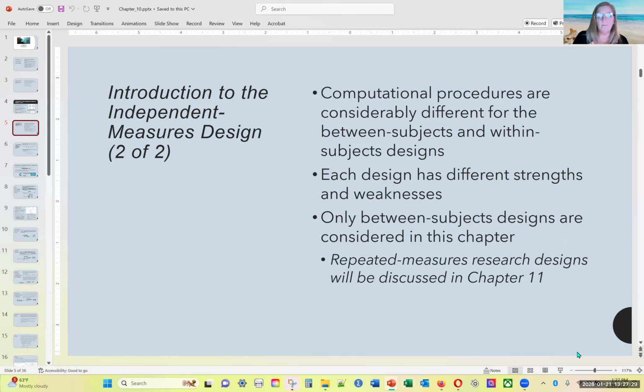All right. The way you compute the between subjects and within subjects designs for the t-statistic are very different. Each design has different strengths and different weaknesses depending on which one you're doing. We're going to only cover the between subjects design in this chapter, and we'll go over how you do the repeated measures design in the next chapter.